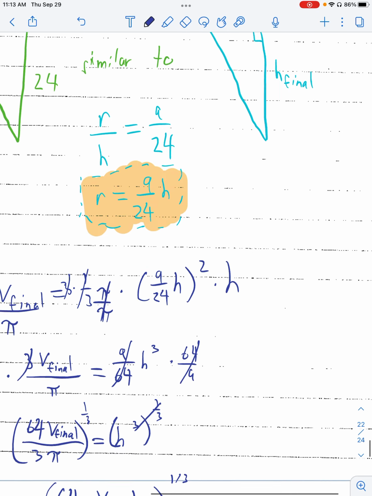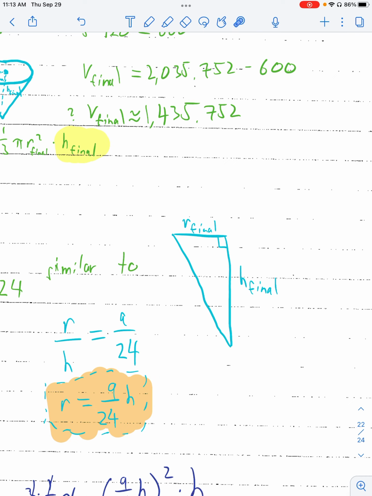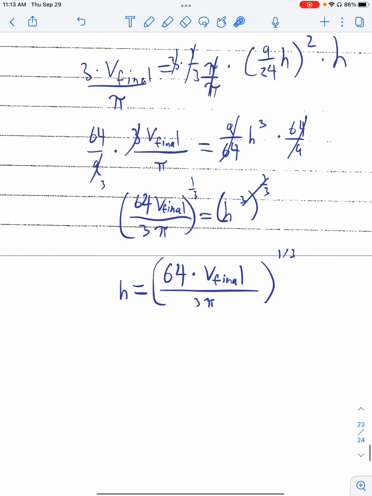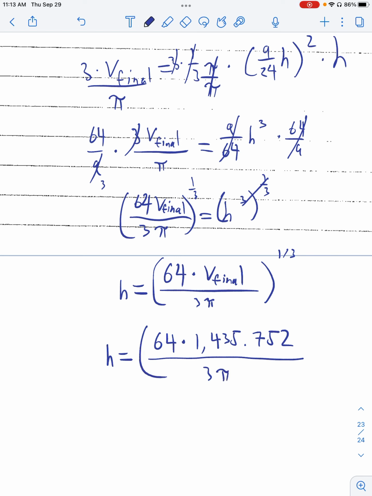Then I can plug in my value for V final from up here. That gives me H equals 64 times 1,435.752 all over 3 pi, all that raised to the 1/3. Let's do that on my calculator. I'll just take a picture of this so I can remember it.